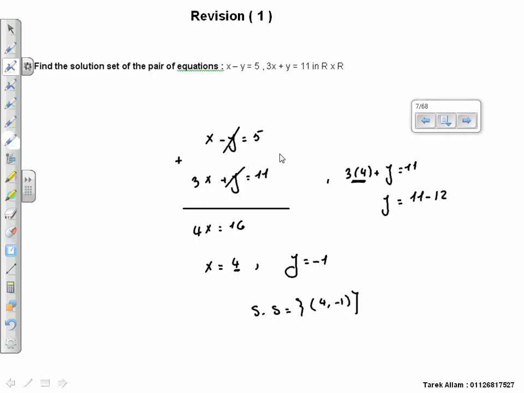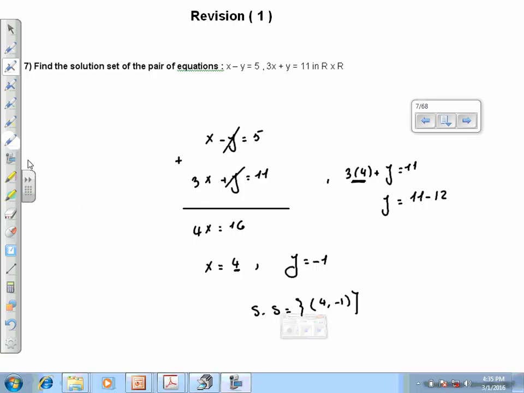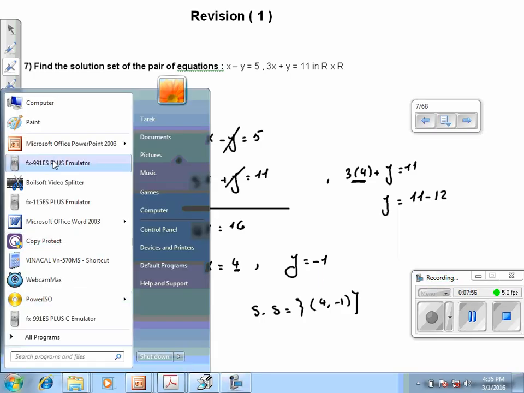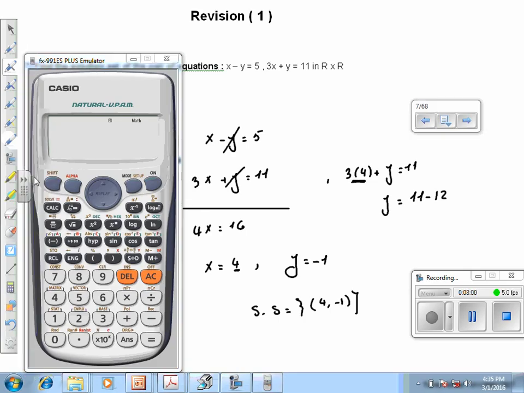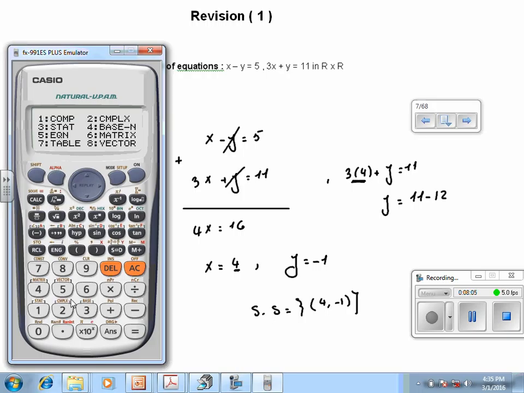Very well. There is another method to make sure your answer is right. Let's take a look. You can use your calculator. We will follow these steps. We will press mode, choice number 5 equation, the first choice number 1. Let's enter the values of the coefficients of x and y. So here the coefficient of x equal 1, y equal negative 1, and c equal 5. The coefficient of x here equal 3, the coefficient of y here equal 1, and the number equal 11. The calculator will calculate the two values of x and y together. So the first answer x equal 4, and the second answer is y equal negative 1. So I am making sure that my answer is correct.